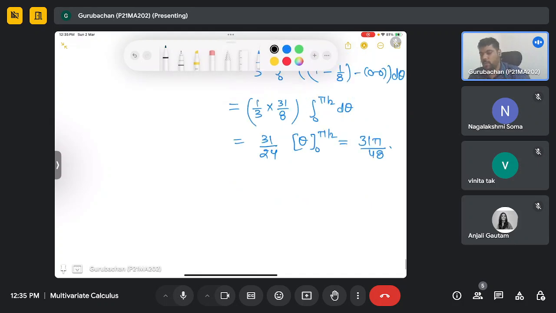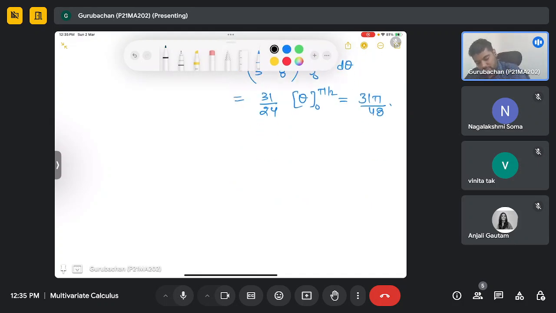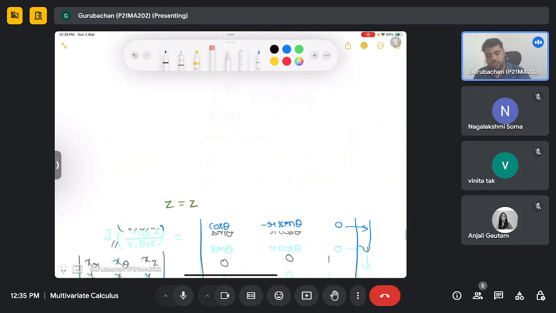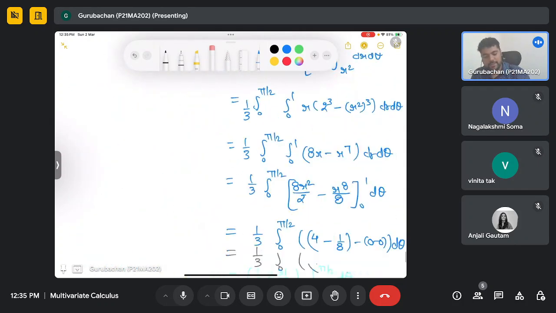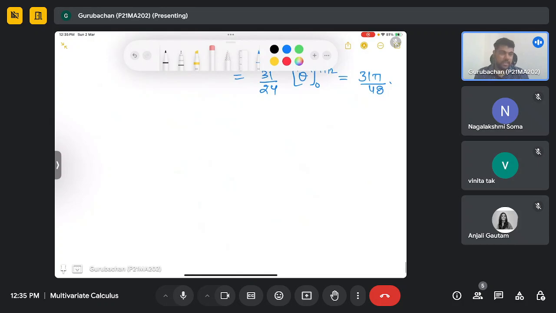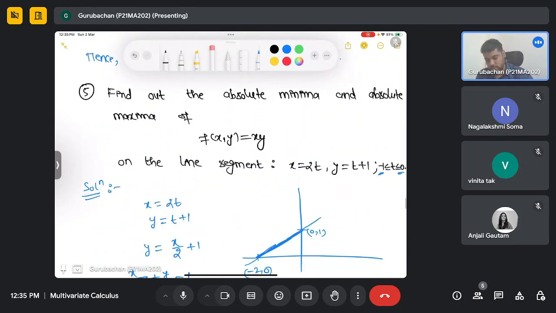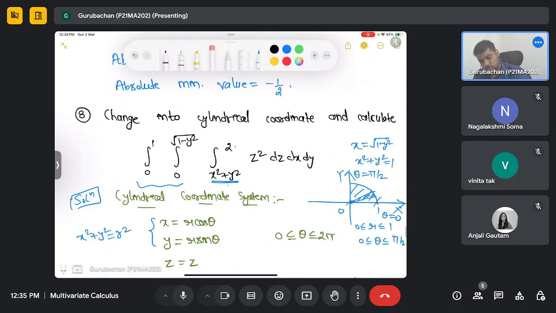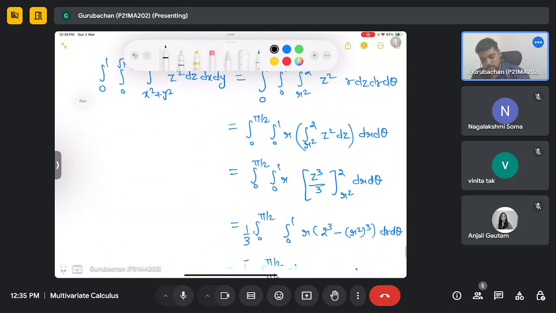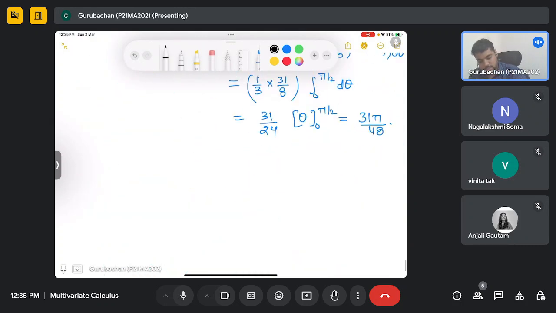So the next question is about why we need change of order of integration, or why change of order of integration matters while we are integrating our function. So I think this one is question 7.